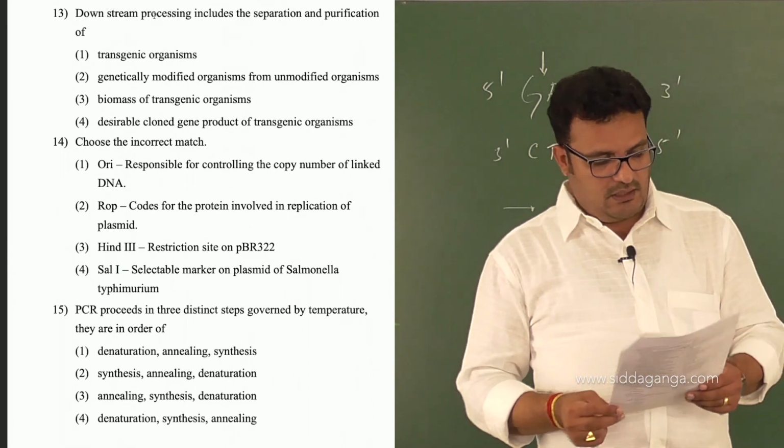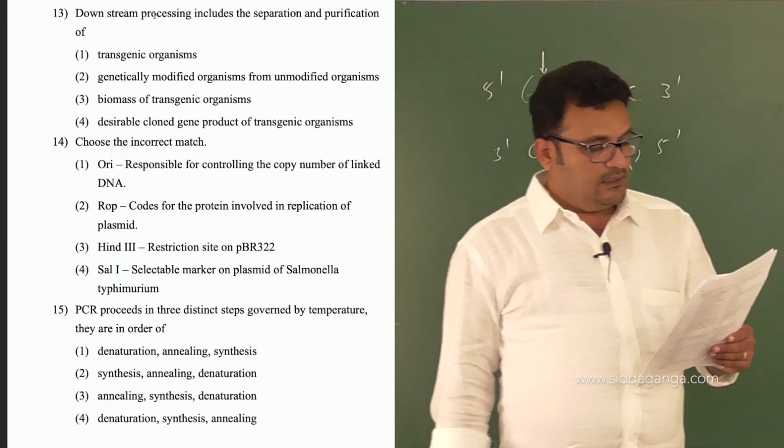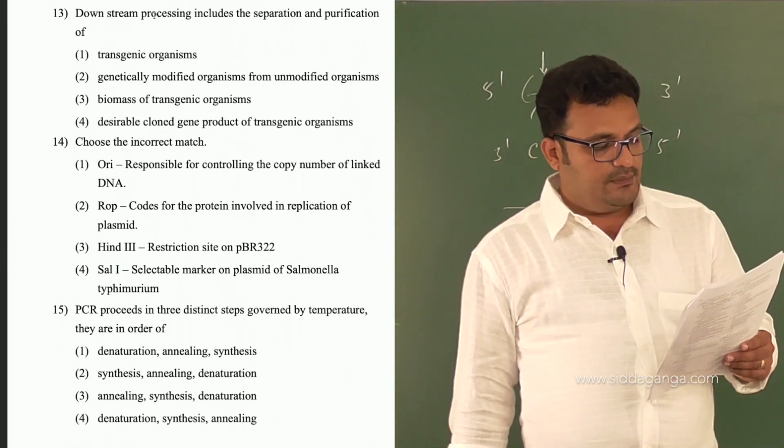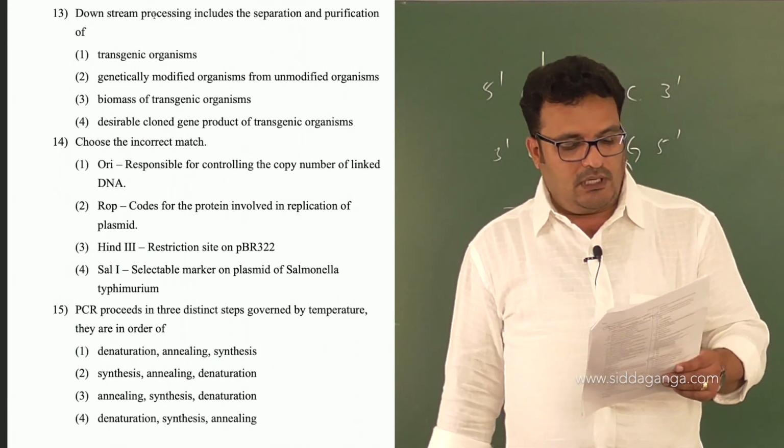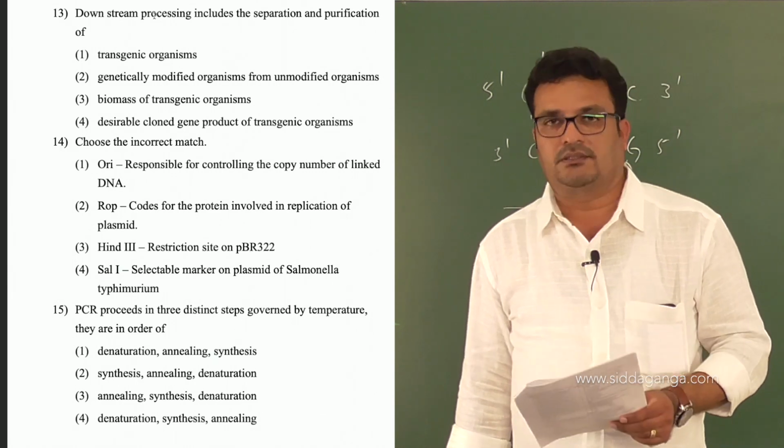So based on that, please go through the answers. The first one is transgenic organisms, which is not correct, the second is not correct, the third is not correct, and the fourth option is desirable cloned gene product.